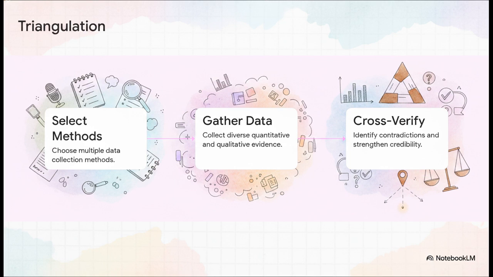I want you to think of triangulation exactly like a GPS system for your research. If you only use one satellite, your location is just a guess. But by using interviews, observations, and objective tests altogether, you compensate for the individual weaknesses of each single method and pinpoint the exact truth. If all three methods point to the exact same conclusion, boom, your data is rock solid.